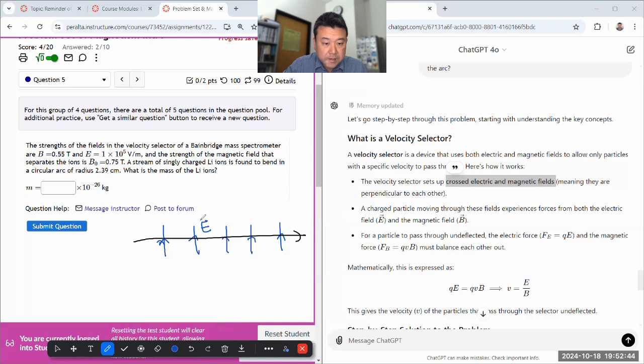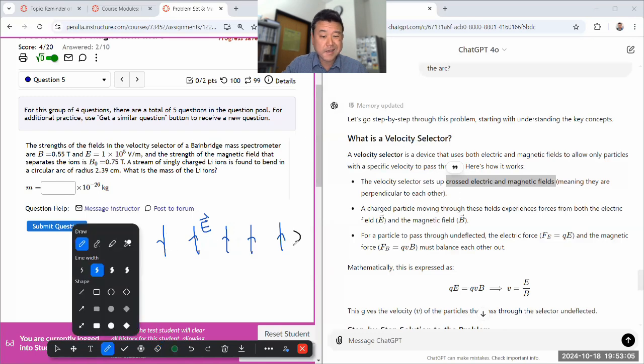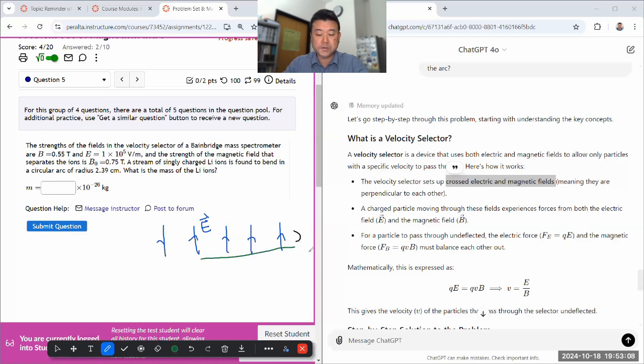So if this is the electric field, then the magnetic field would have to be either into the page or out of the page, something like that. And you could also rotate it around. If you decided on the direction of the magnetic field first, and had the magnetic field pointed to the left, for example, it's still perpendicular to the electric field.